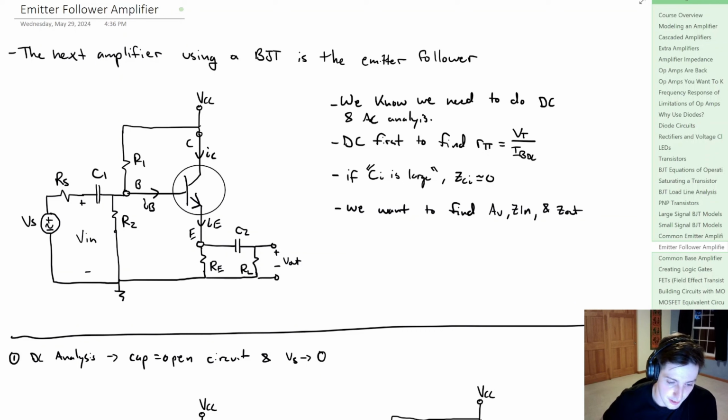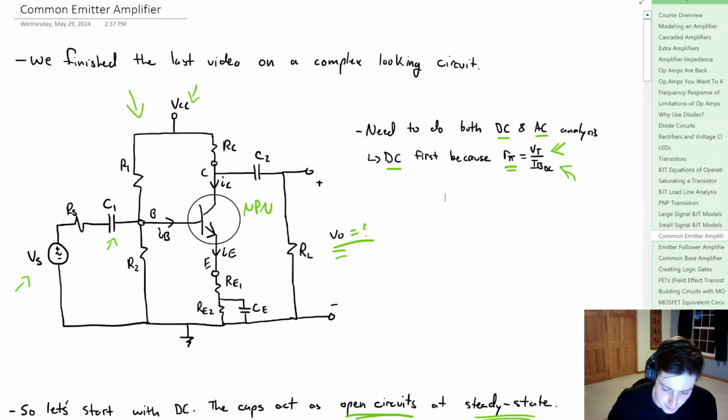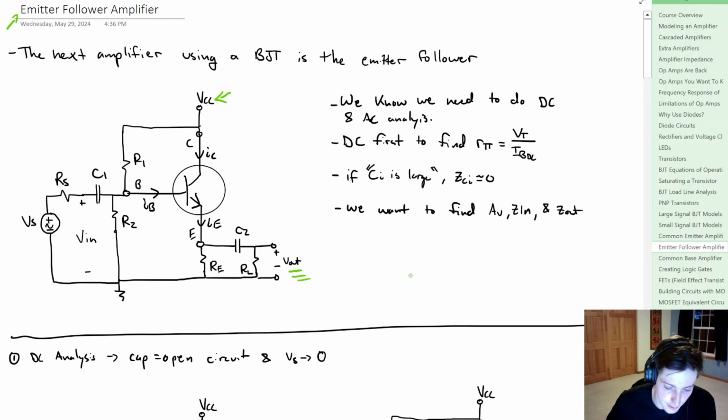So notice here in the emitter follower amplifier, our output voltage is actually over the emitter, as compared to the previous video where the output voltage was over the collector. And again, we have some DC source, some AC source, some capacitors, an output voltage, and our transistor. Now we know that we need to do DC and AC analysis. DC first. Why? Well, because we need to know what that DC base current is to find R pi. And what is VT? Well, that's the thermal voltage.